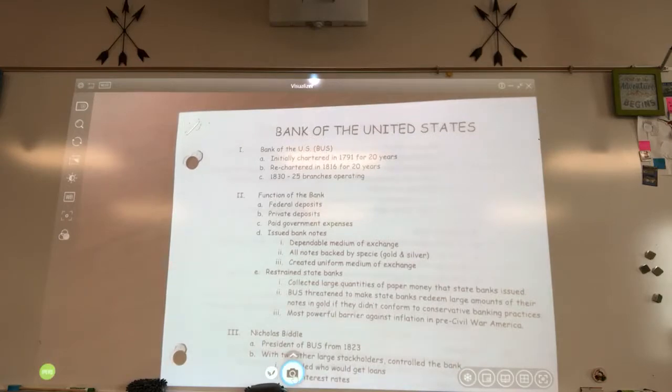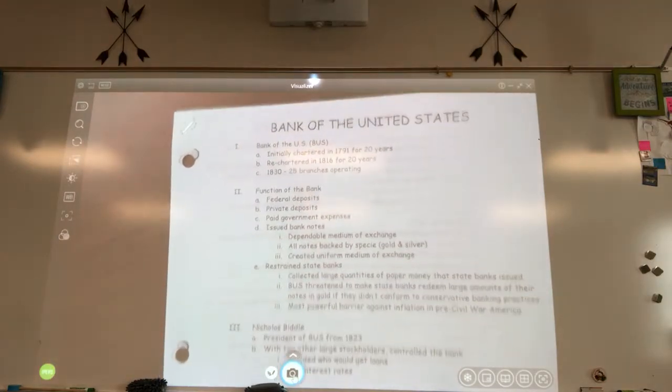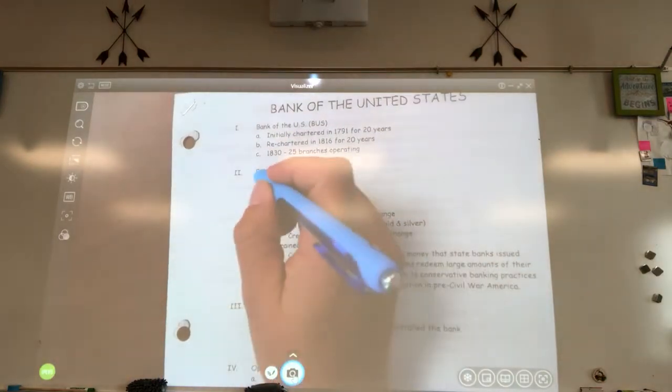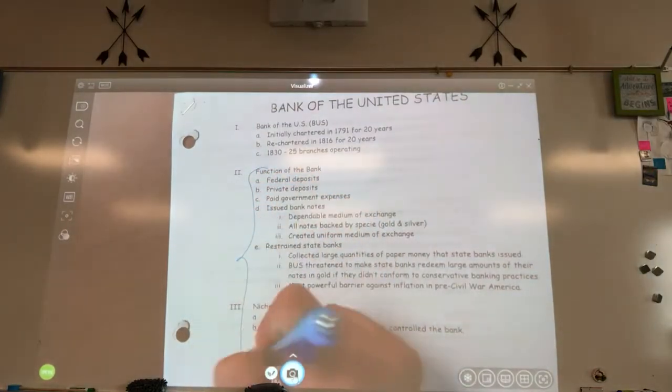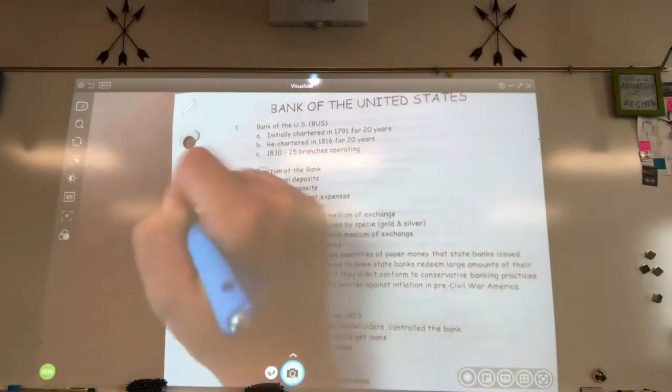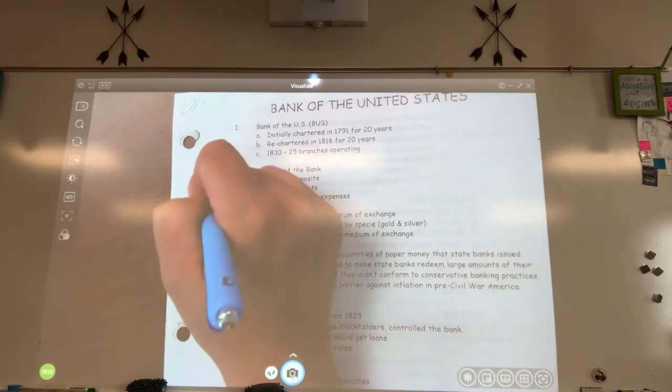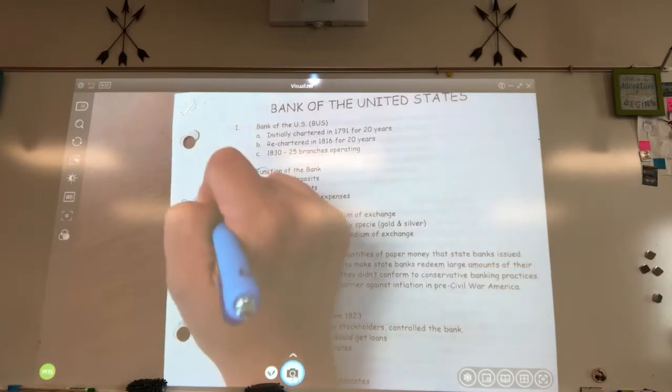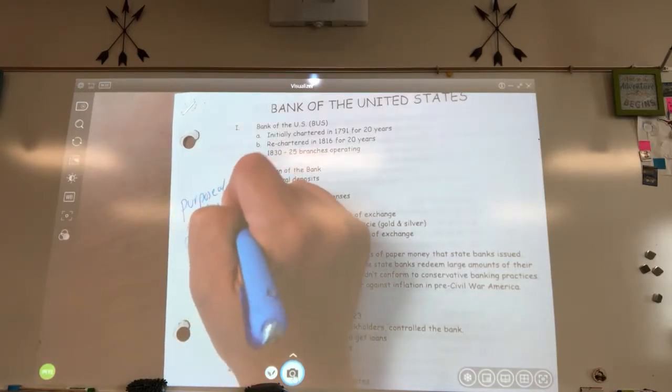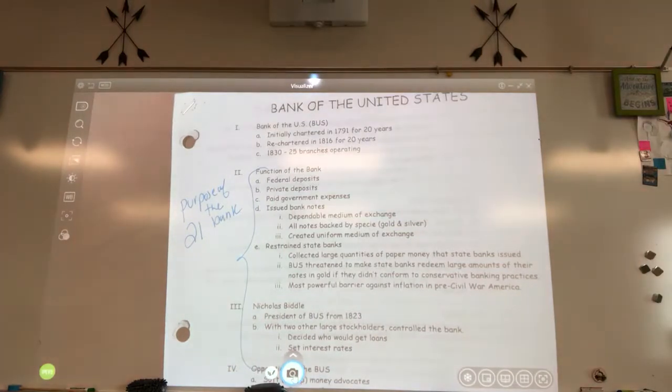One of our questions on our study guide asked, what was the purpose of the banks, right? All of this right here is number 21. This is the purpose of the bank. So let me go over what is the purpose of the bank.